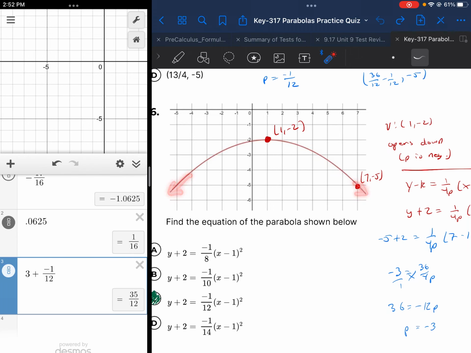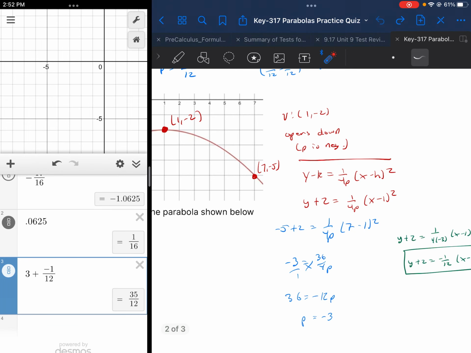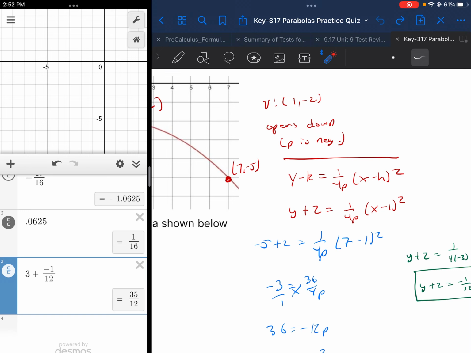We can see that this thing is opening down. The vertex is also pretty obvious. We can see the vertex is (1, -2), because we always know for a parabola, the vertex is either the topmost point, bottommost point, leftmost point, or rightmost point, depending on how it's opening. But what is not obvious to us is what the value of p is going to be. So we're going to start building the equation regardless. Even though we don't know what p is going to be, we start building the equation.